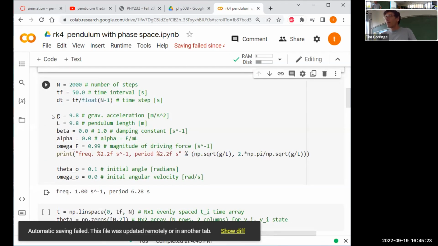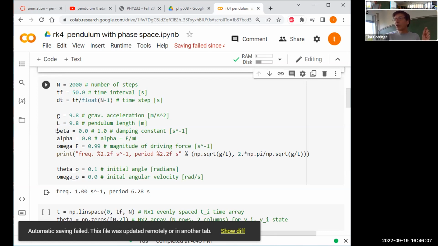Okay, so now I've got my parameters that are describing the discrete time that I'm working in. I'm going to look at 50 seconds of this oscillating pendulum. Remember, its period is 2 pi seconds, so a little over 6 seconds. I'm dividing that into 2,000 time intervals. So that's my discrete time. And then I've got the parameters of the pendulum. I made L 9.8 meters, and g is 9.8 meters per second squared. That means that my natural frequency, which is square root of g over L, is just going to be 1 radian per second.